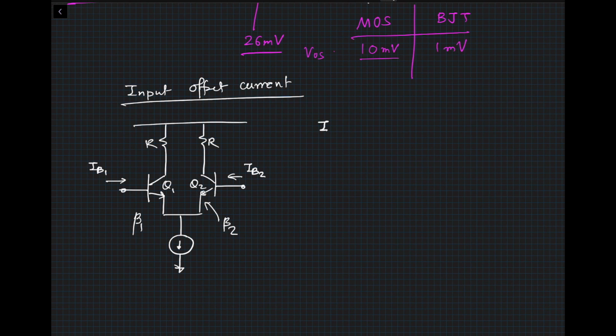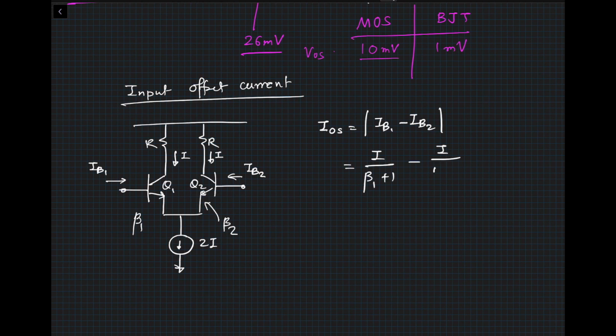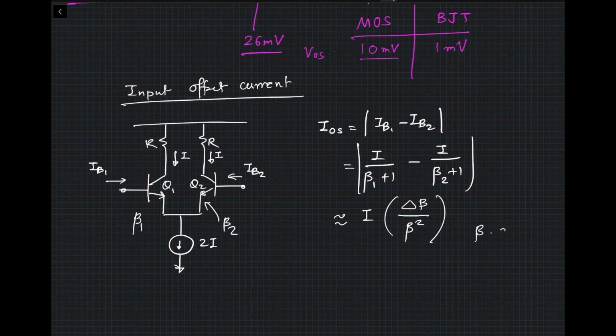So you could say that my IOS is equal to IB1 minus IB2, and IB1 is given by, let's say this is 2I, and the two currents are identical, I and I, then it's I divided by beta 1 plus 1, and then I divided by beta 2 plus 1. You can approximate this to be I times delta beta divided by beta squared. So beta is the average value and delta beta is the difference between the two.